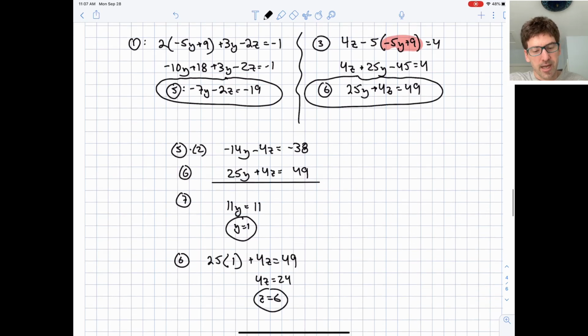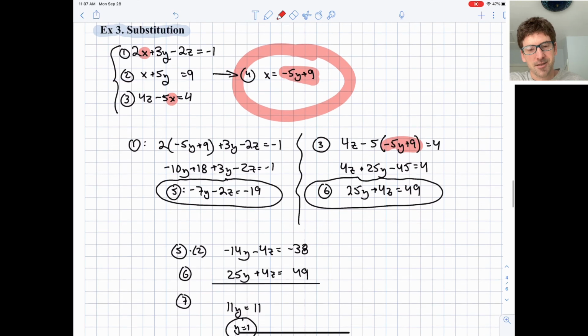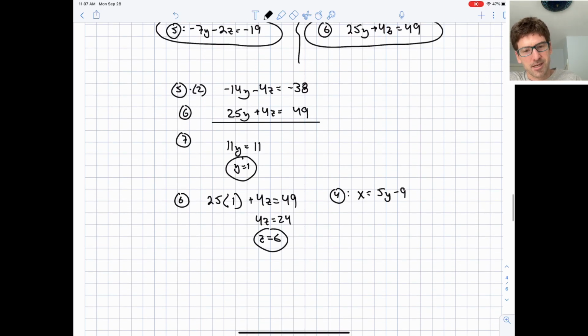We need an equation with an x, y, and z in it, and that's one of our first equations. Let's just use our actual equation 4, which had x isolated. Back at the very beginning, equation 4 has x all by itself. So equation 4 says that x equals 5y minus 9. Is that right? Negative 5y plus 9, my mistake. Negative 5y plus 9. Let's plug in that y is 1: negative 5 times 1 plus 9. So x is equal to 4.